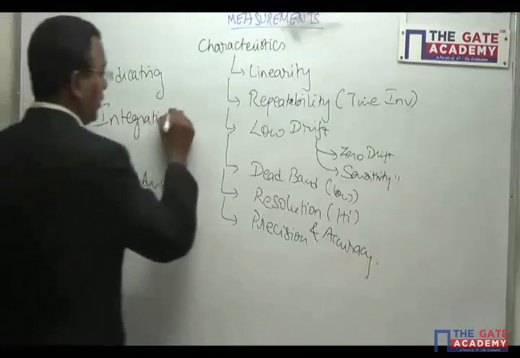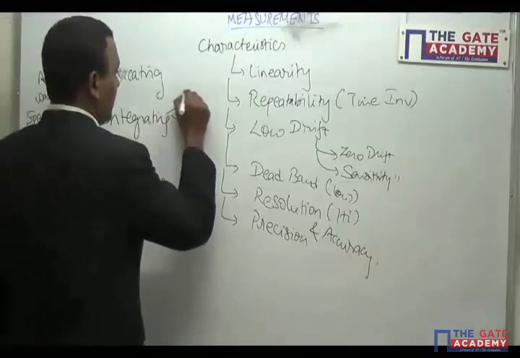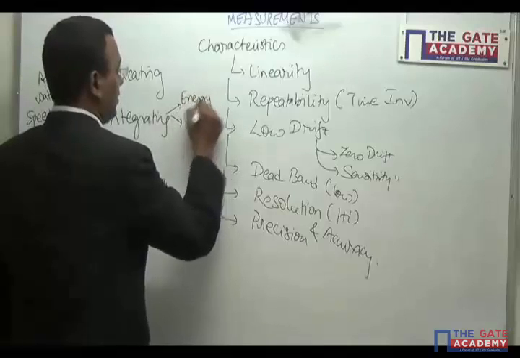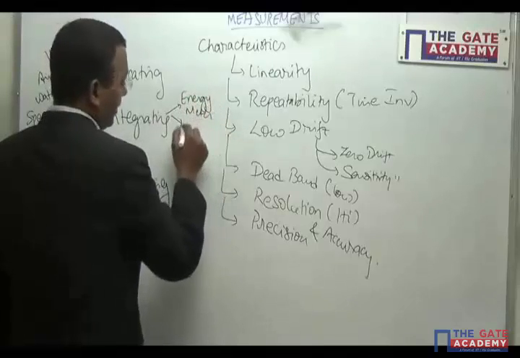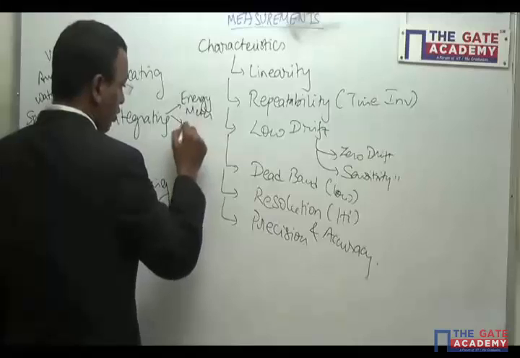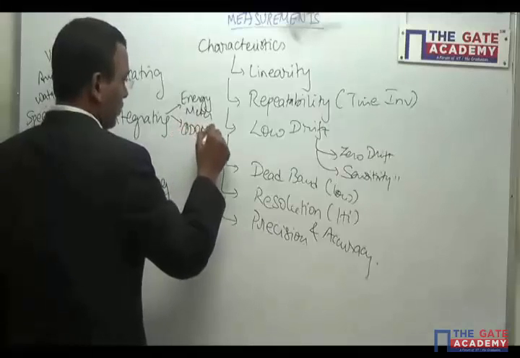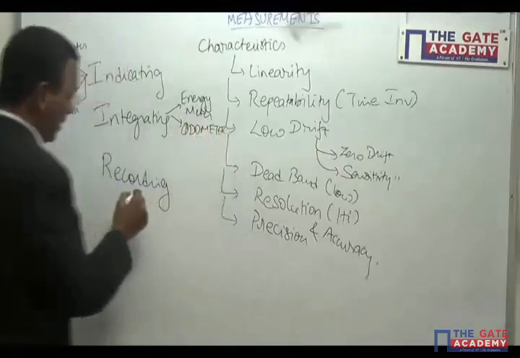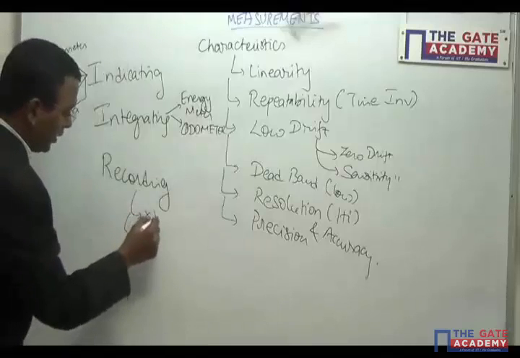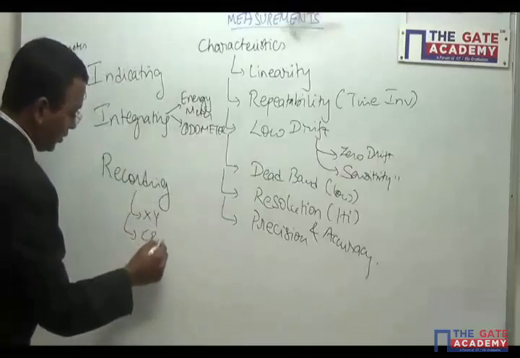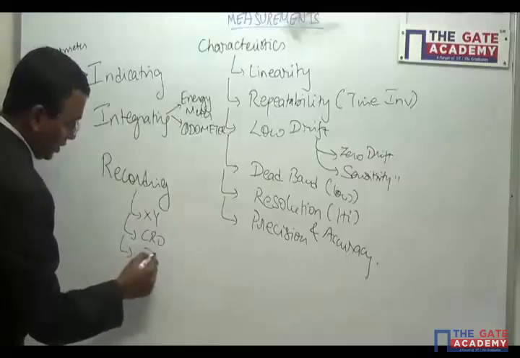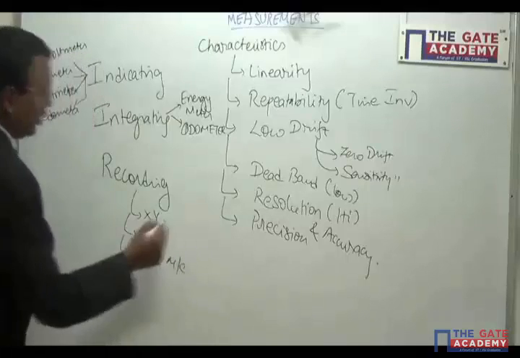In integrating we saw about energy meter. The examples will be energy meter and odometer, which measures the distance on your vehicles. Recording can be XY plotters, CRO, your ECG machine, all these things.